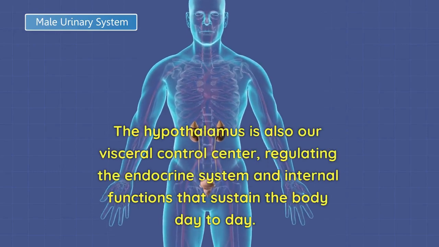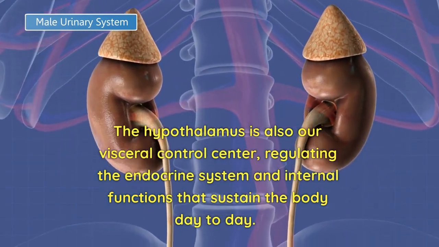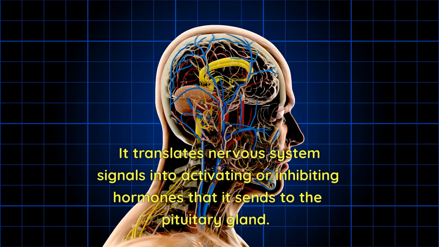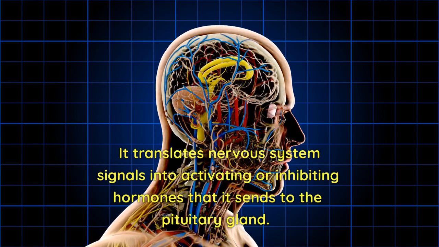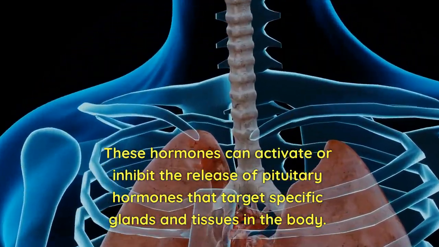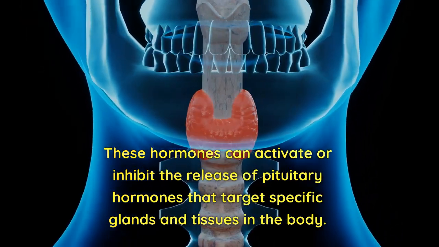The hypothalamus is also our visceral control center, regulating the endocrine system and internal functions that sustain the body day to day. It translates nervous system signals into activating or inhibiting hormones that it sends to the pituitary gland. These hormones can activate or inhibit the release of pituitary hormones that target specific glands and tissues in the body.